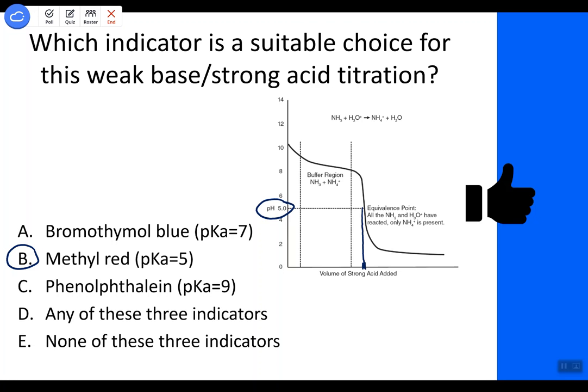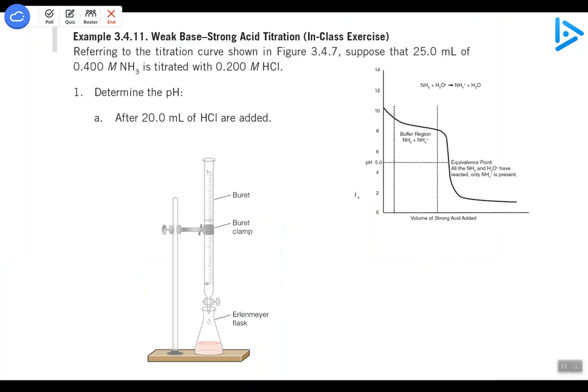The idea is to choose an indicator that will change color right at that equivalence point, within plus or minus 1 of that equivalence point. The pKa can help us decide that. So we want plus or minus 1 of the pKa of the indicator to match that equivalence point. So well done. Okay, so we're going to analyze quantitatively now this experiment that we've just discussed.